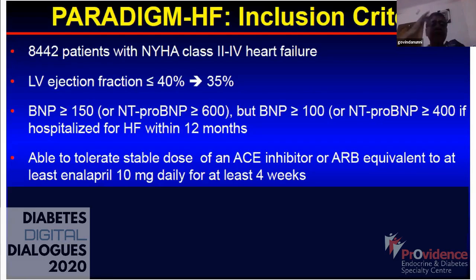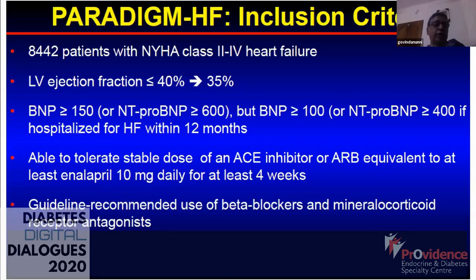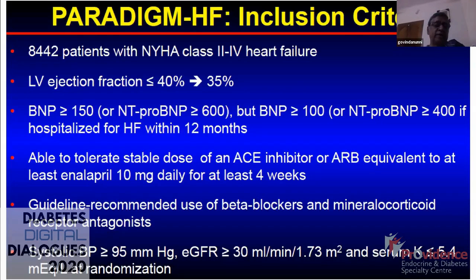And this is important. Patients were already able to tolerate a dose of ACE inhibitor or ARB. These were the group of patients who were included. They were all on beta blockers and mineralocorticoid receptor antagonists. And the last criteria is also very important. They took only patients who had a systolic BP of more than 95, an eGFR of more than 30, and a serum potassium of less than 5.4. Among all these inclusion criteria, I think the last one is one which you have to keep in mind, because these are also contraindications.